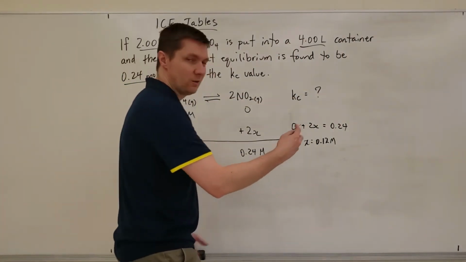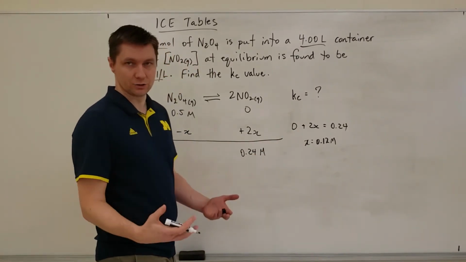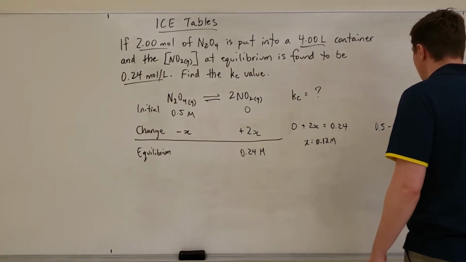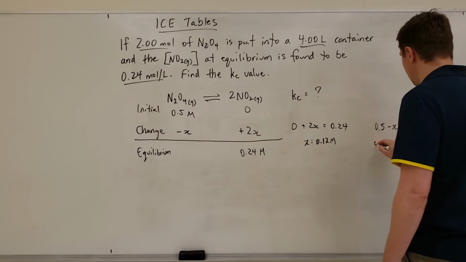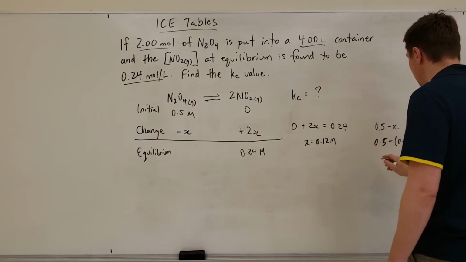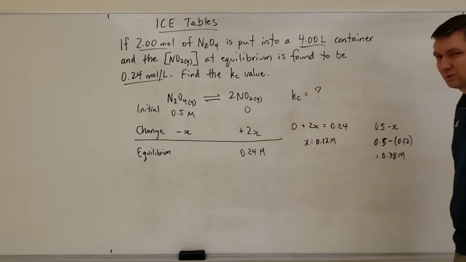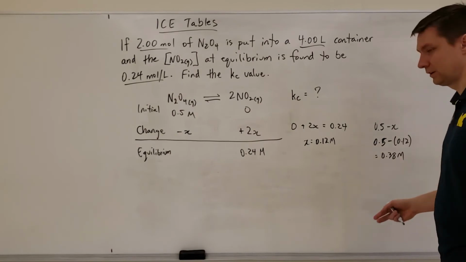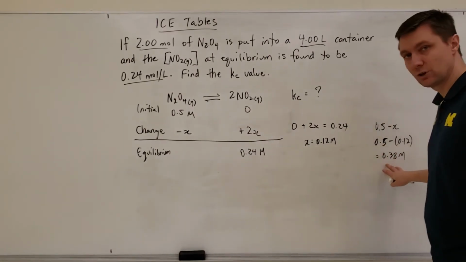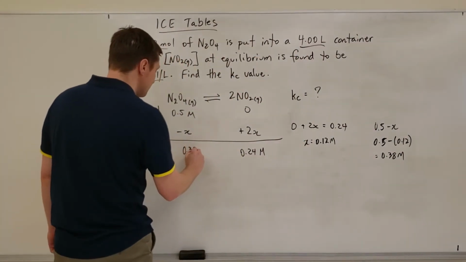I can write that anywhere on the page. Doesn't really matter where you show that work, but it's a good idea to show it somewhere. So you could do something like that, and that might be a little bit overkill, but just to illustrate how that works. Okay, so 0.38 is my equilibrium concentration for N2O4.